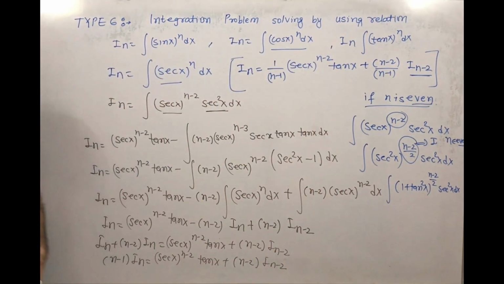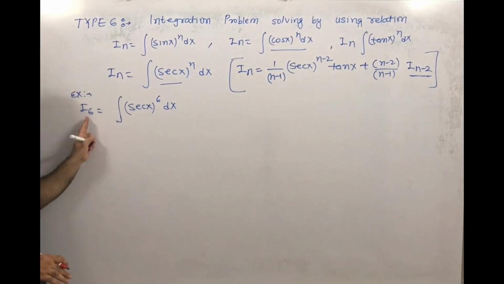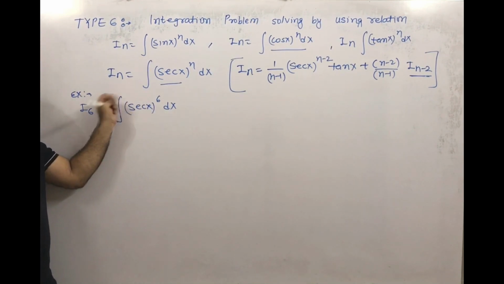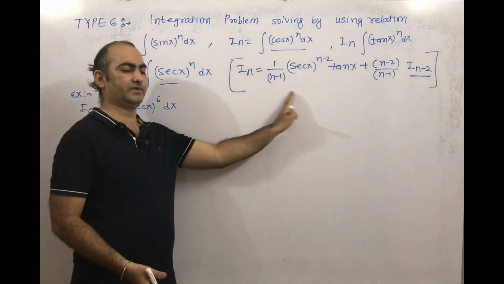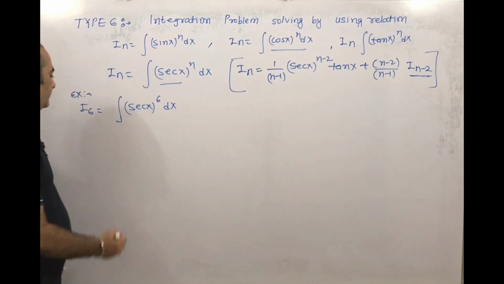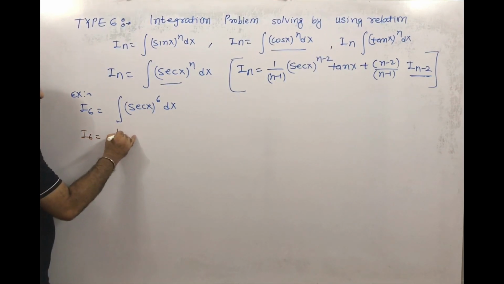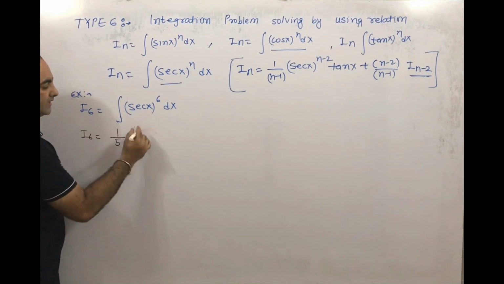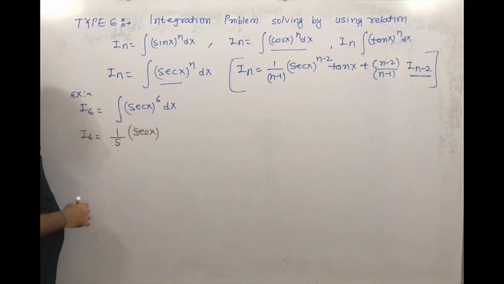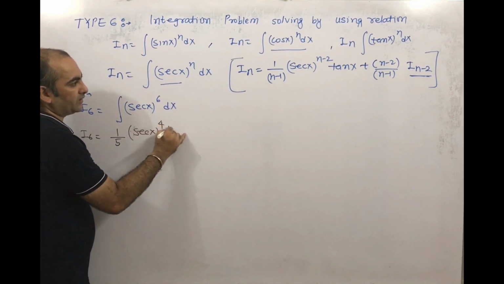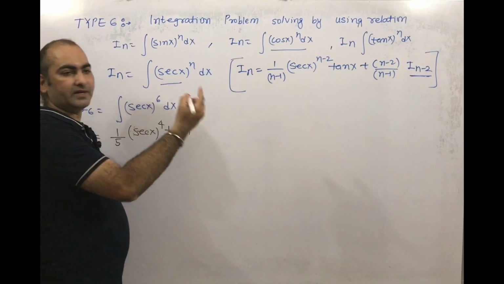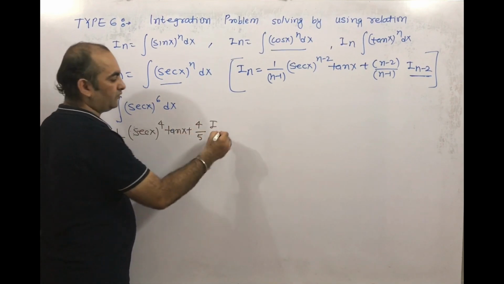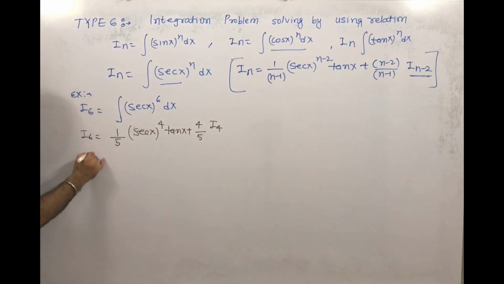So here we are taking one example. That example is I6 equal to integration of secant x to the power 6 dx. So here n is 6. How to integrate? Here we are using this formula. If you put n equal to 6, I6 equals 1 by (6 minus 1), that is 5, secant x to the power 6 minus 2, that is 4, into tan x, plus (6 minus 2), that is 4, divided by 5, I of 6 minus 2, that is I4. Then we will find I4.